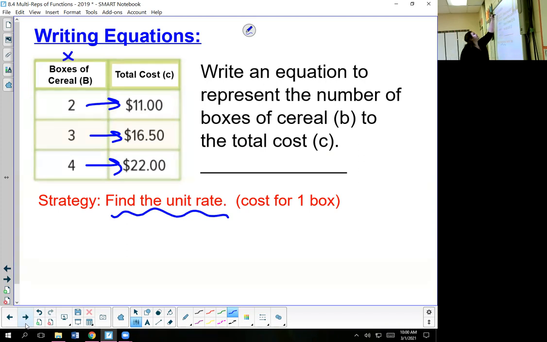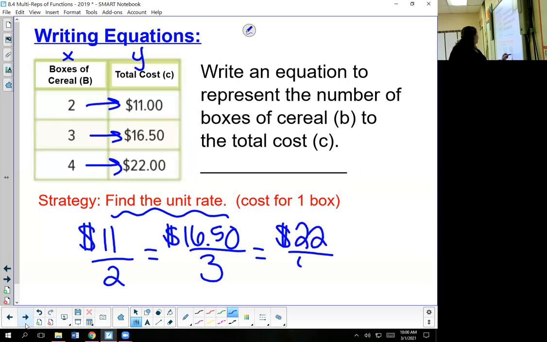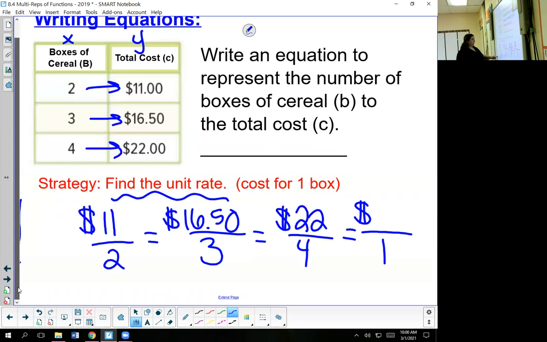Yes, you do. So this is X and this is Y. So if you're confused, that's the same idea. So if I take my money, 11, and cut it in half, that should be my unit rate. That should give me the same answer as 16.50 divided by 3, and it should be the same as 22 divided by 4. So how much am I paying for 1? You would just divide. What's half of 11?